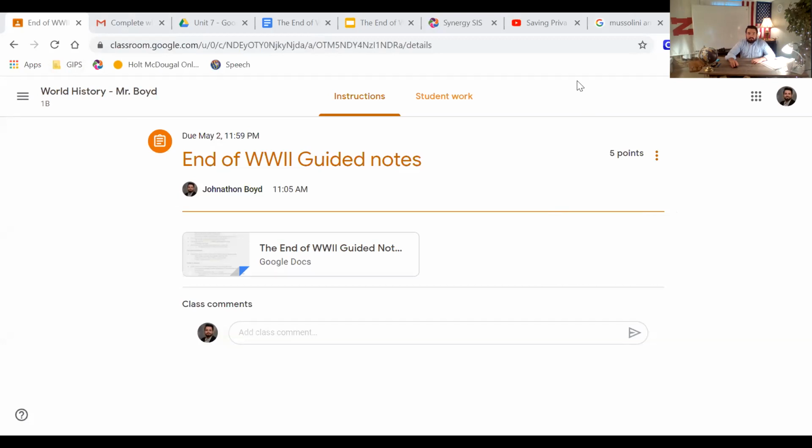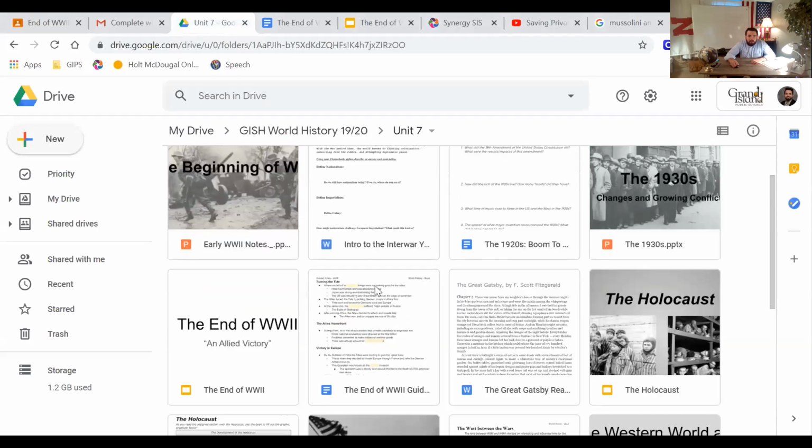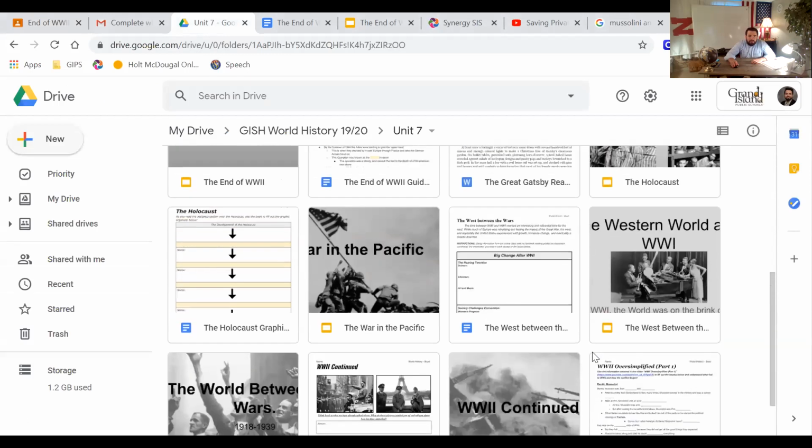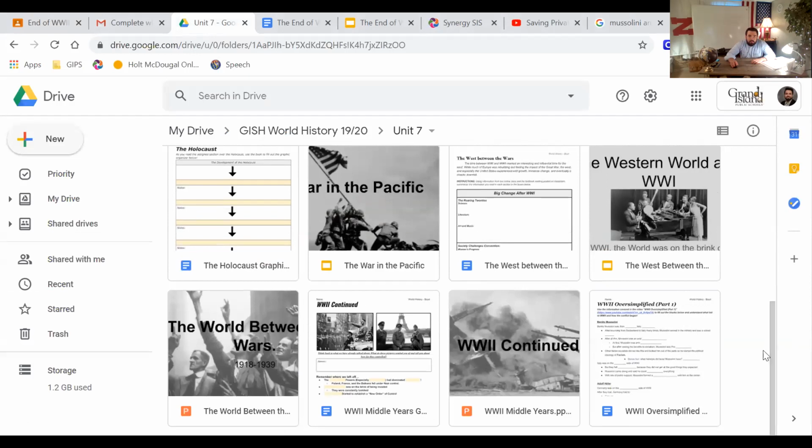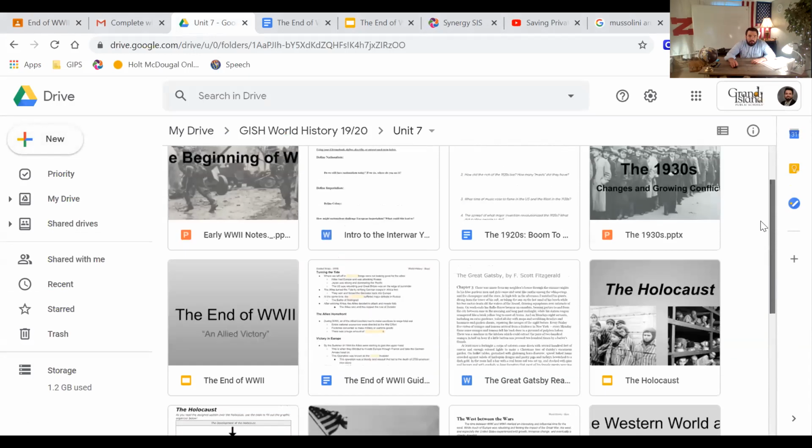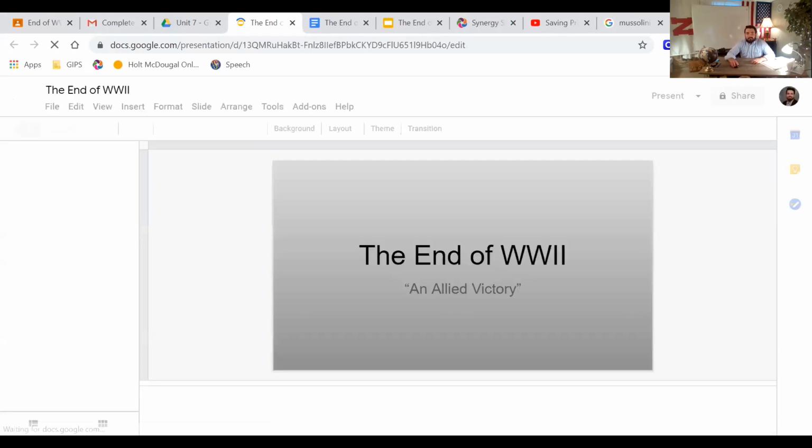Now, this tab thing is going to be a pain. Let's see if we can find, here's what we'll do. There we go. Okay, so we are going to talk about the end of World War II. I've got to bring this thing up. Our little tab is getting in the way here.